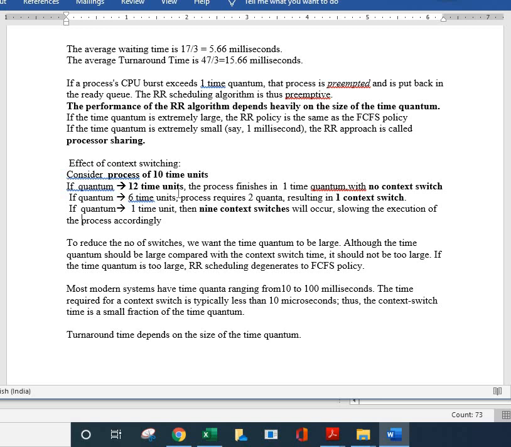If the time quantum is too high, then it is similar to FCFS scheduling itself. So the turnaround time also depends on the size of the time quantum.